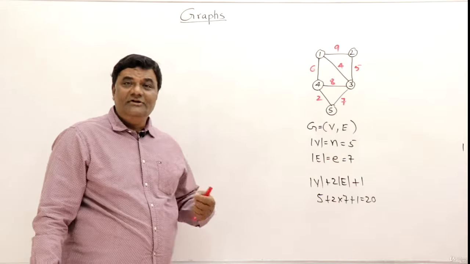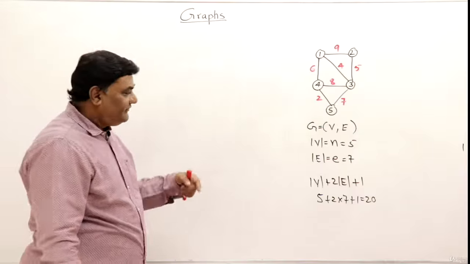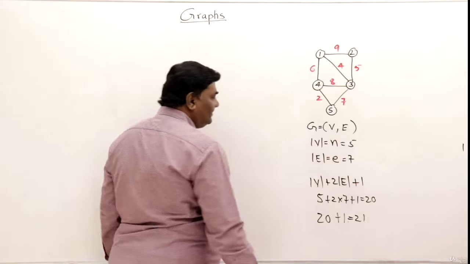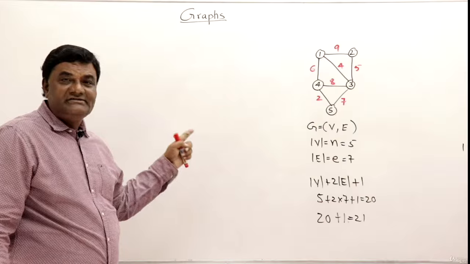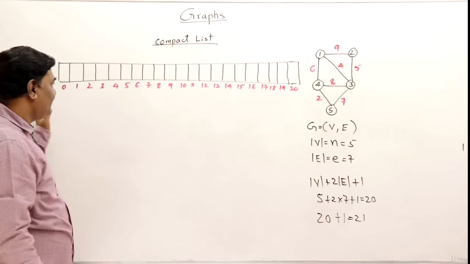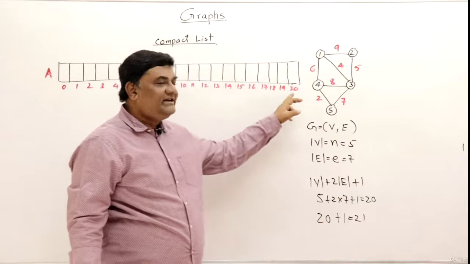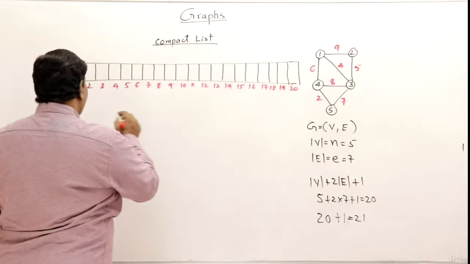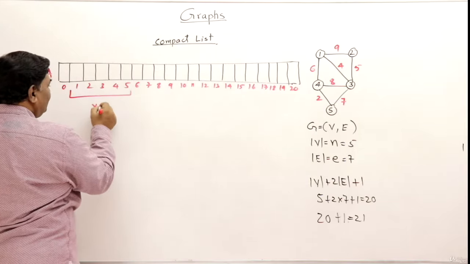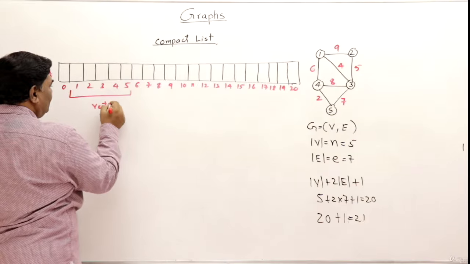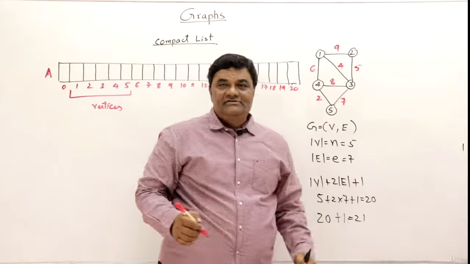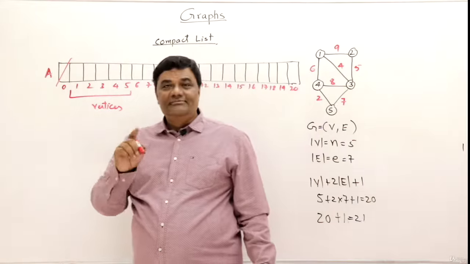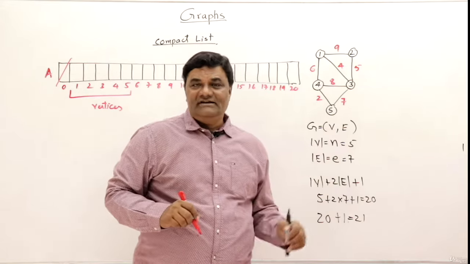Then one more thing. I am starting indices from 1 onwards. I am not using index 0. So for that I need one more extra space, that is 20 plus 1, 21. So here I will draw an array of size 21, indices starting from 0 up to 20. So total 21 spaces. Then how to represent this? See, the first 5 locations are representing vertices. There are a total of 5 vertices. I am not using index 0, so from 1 to 5 they are representing vertices.